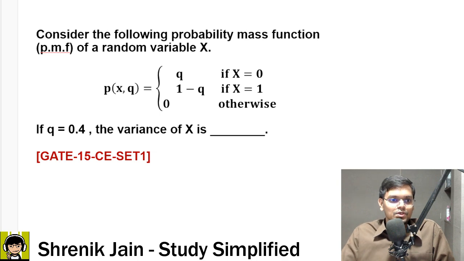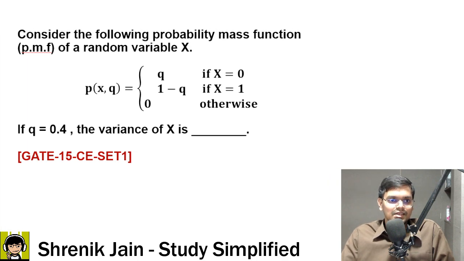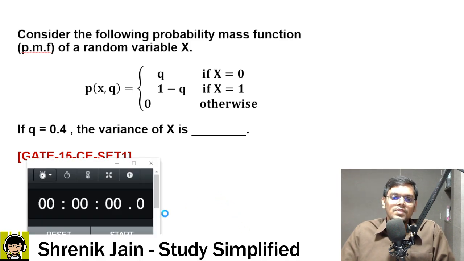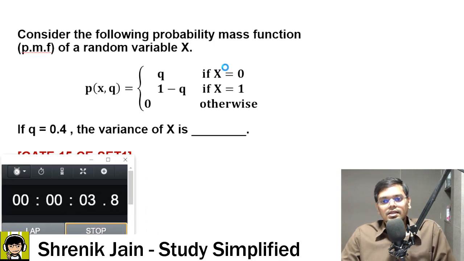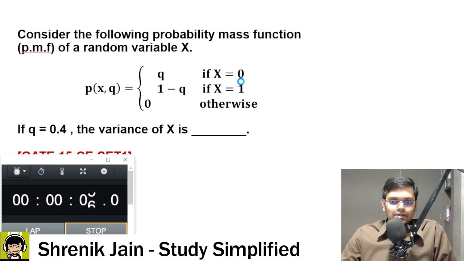Try this easy question, 2015 civil engineering set 1. Consider the following PMF, probability mass function, of a random variable x. This PMF looks like this: if x is 0, the function is q. If x is 1, the function is 1 minus q.